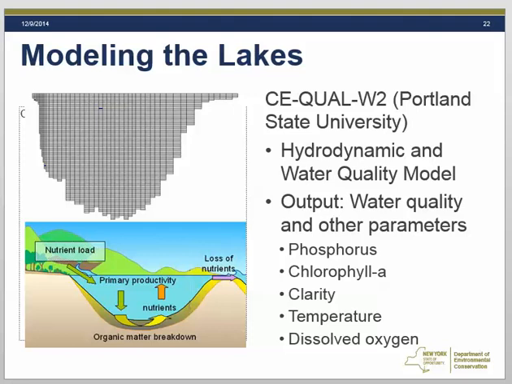The model will produce a number of water quality parameters, including phosphorus concentrations, chlorophyll a concentrations, water temperature, and dissolved oxygen. We can use this model to understand how the lake will respond as the external nutrient load changes.